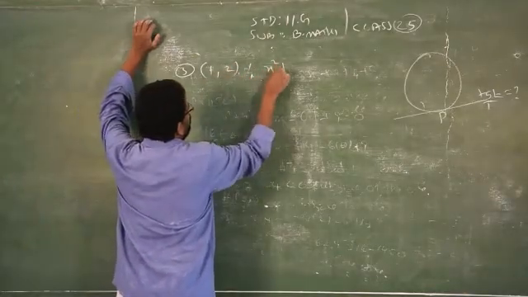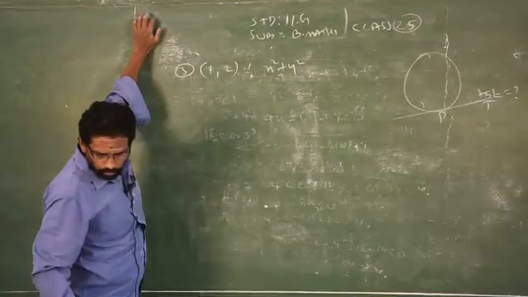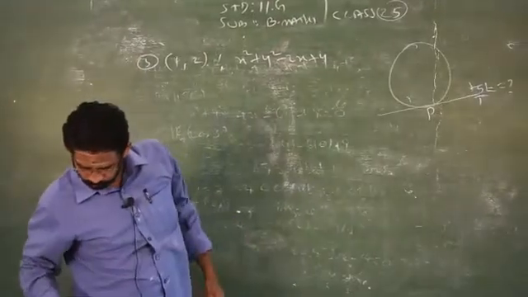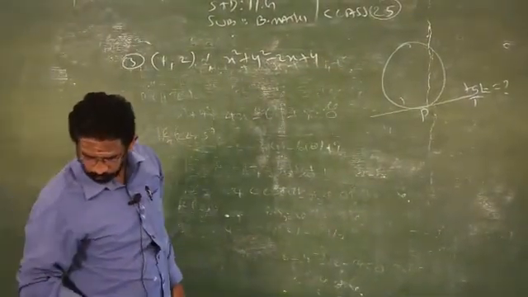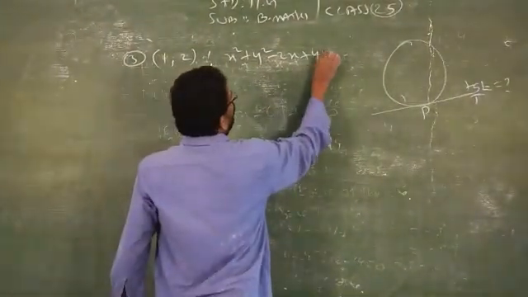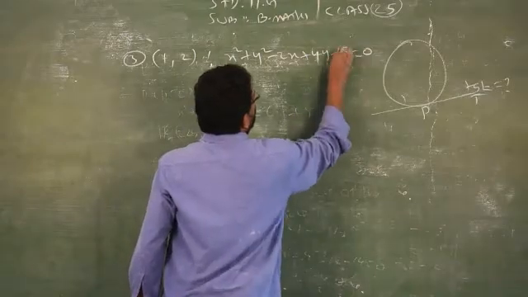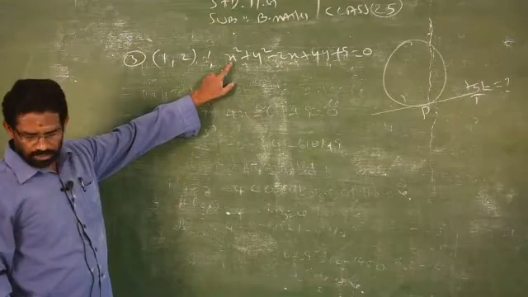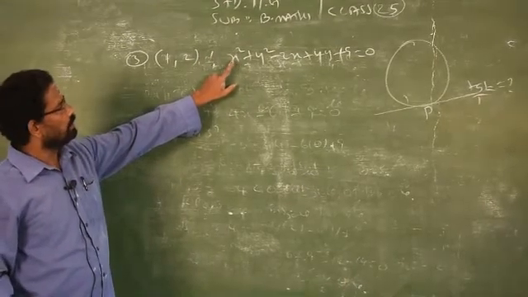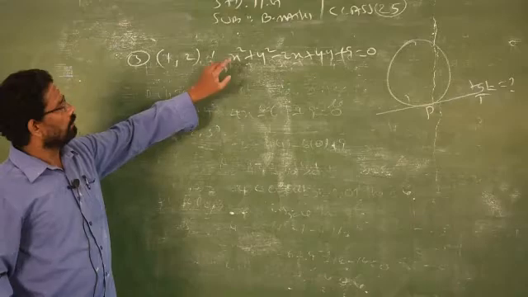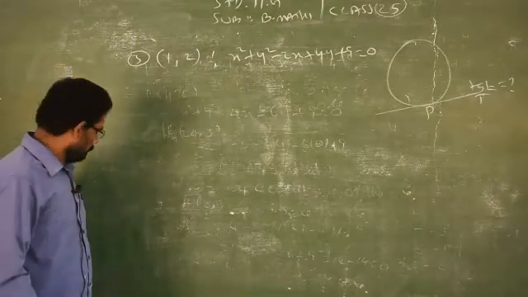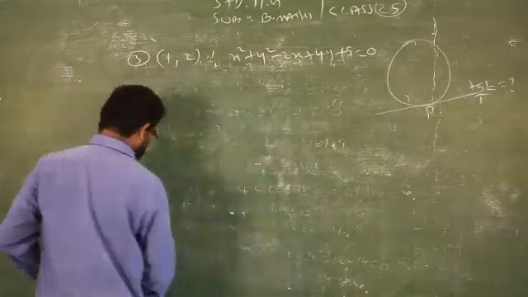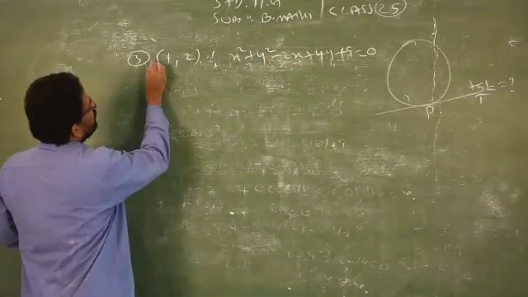What is the equation? x square plus y square minus 2x plus 4y plus 9 is equal to 0. Boys listen, be careful whether the given equation is in the general standard form of the equation of the circle or not. If it is not, then you have to convert it into the general equation of the circle and proceed. Clear? So now this I consider as P.